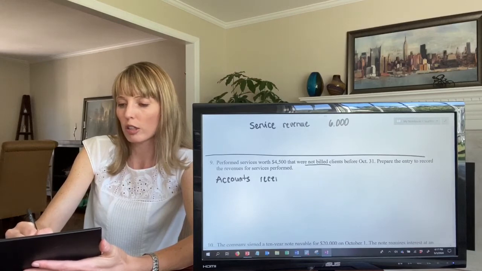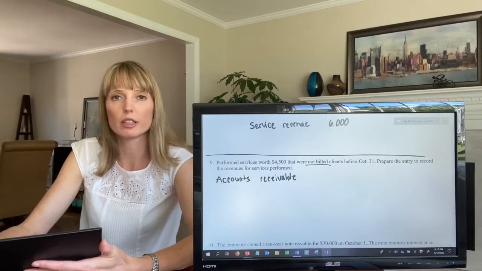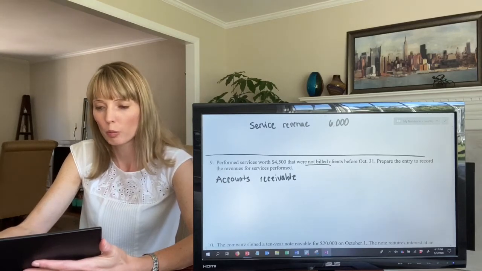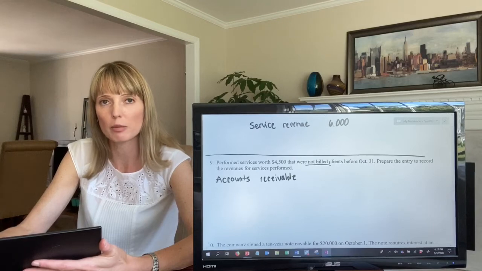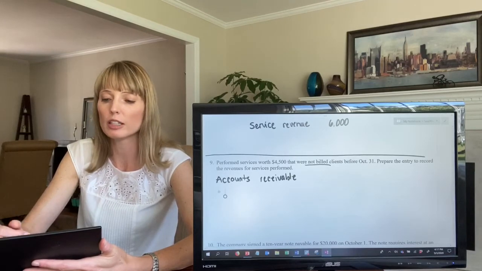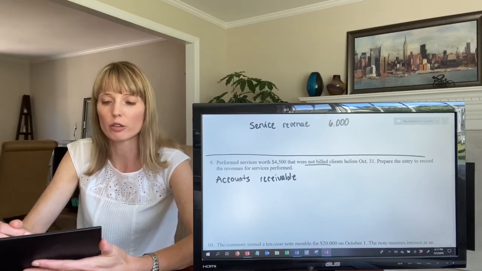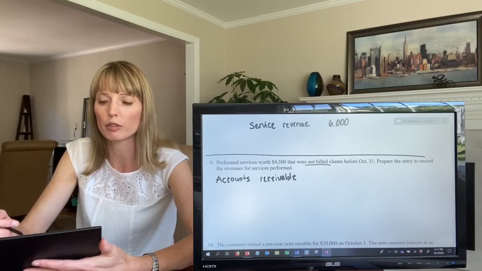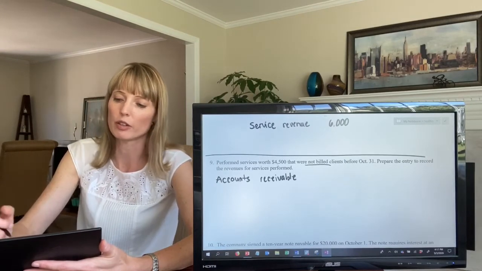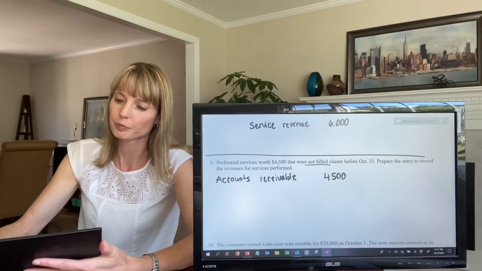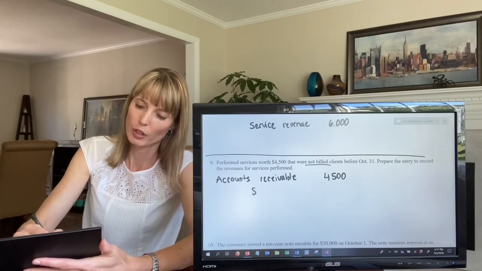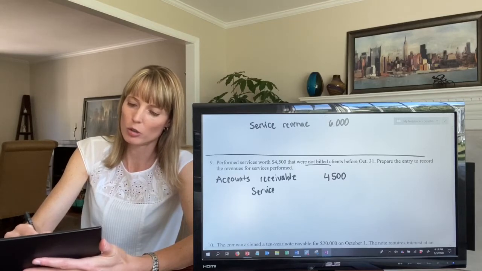This is a journal entry that would look exactly like one that would be recorded when the billing does take place. We're doing it before the billing took place because the accounting period is about to finish, and we need to ensure that we don't leave out this $4,500 of services that we've earned and that we expect to receive in cash in the future. So our credit, again, is to service revenue.